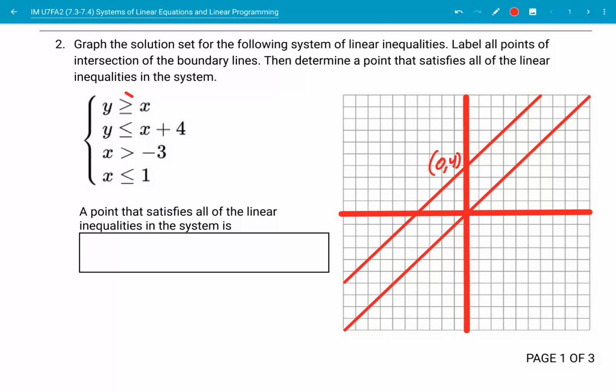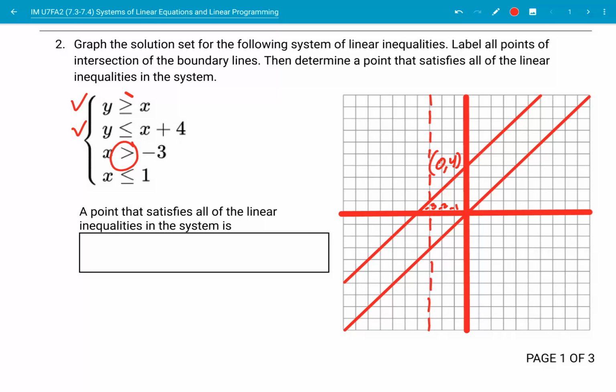Then the next inequality is x is greater than negative 3. This one does not have a line under it, which means it's going to be a dashed line. So we go to x is negative 3. So here's negative 1, negative 2. We go to negative 3, and we draw a dashed line straight down.